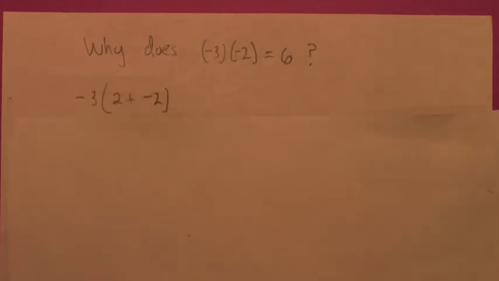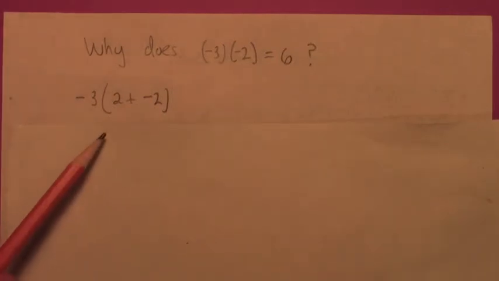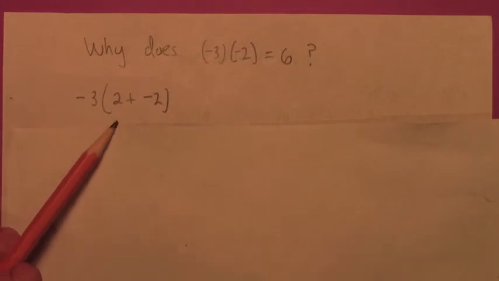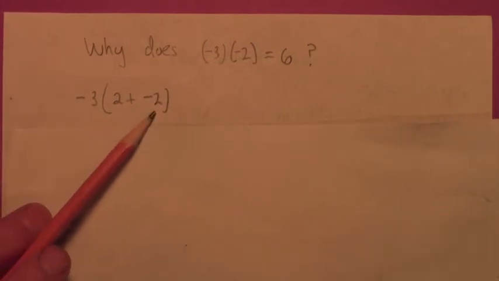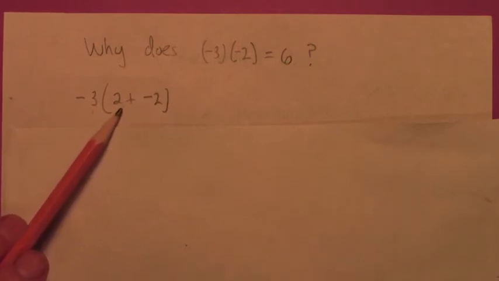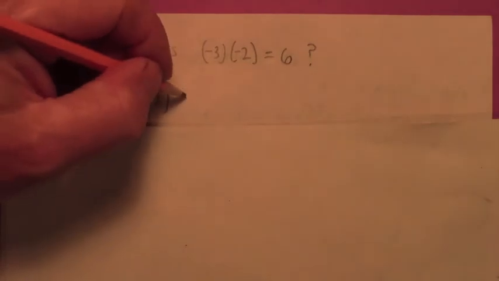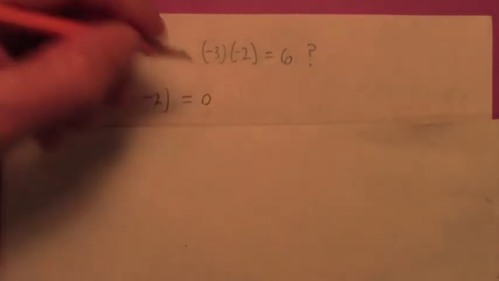But here we go. Let's look at this problem. We're going to ask the question, why does -3 times -2 equal 6? If we can answer that, then you'll see why it works. Let's look at this problem here. Do you know what the answer is to this problem? -3 times the quantity 2 plus -2. I think you know what the answer is, because when you follow the order of operations, you get 0 inside. Anything times 0 is 0. So do you agree that this whole thing is going to equal 0?